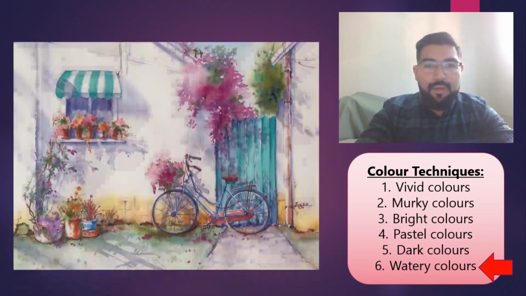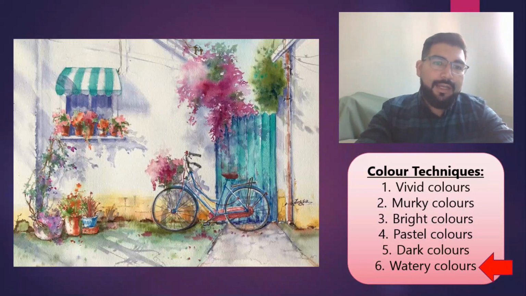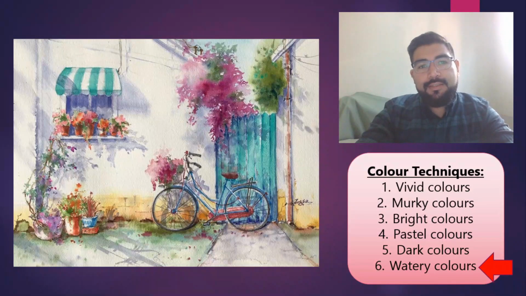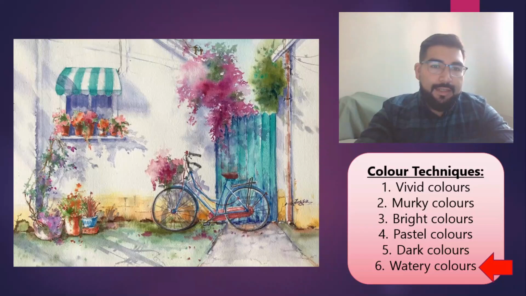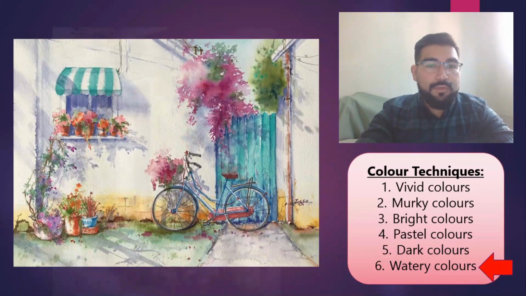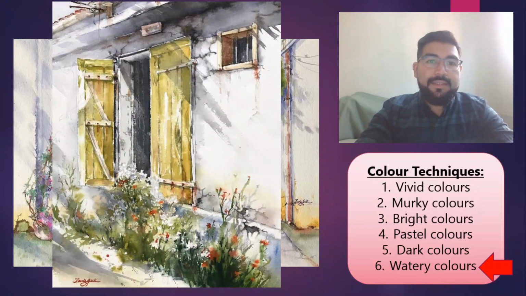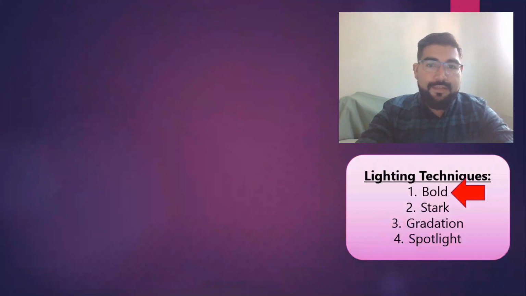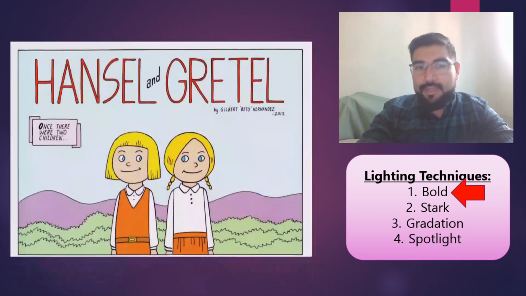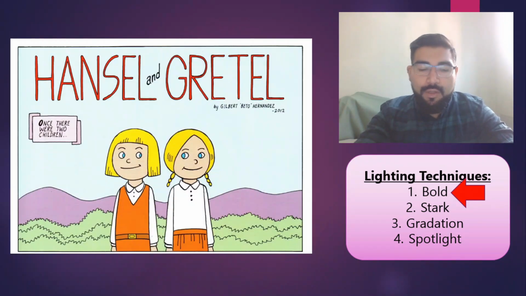Watery colors. Watery colors rely typically on the technique of watercolor, and they indicate impressionism or emotional. For instance, these images may indicate a sense of nostalgia. The use of light and color may also have these other techniques. For example, bold. What does bold mean in this case? Well-defined lines or blocks of color.